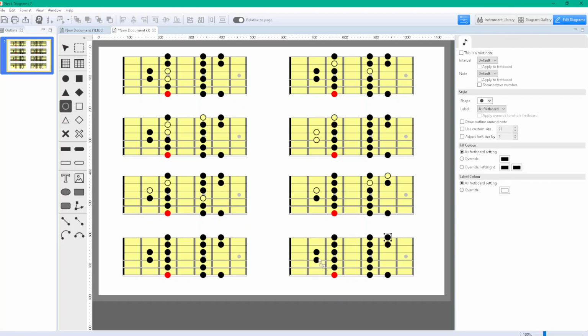I could take 4 notes. I can take these guys. I don't know, maybe these guys. This is the kind of thing that is ripe for experimentation.